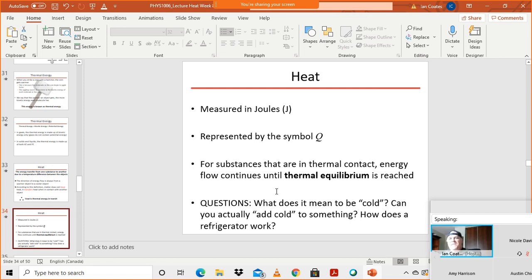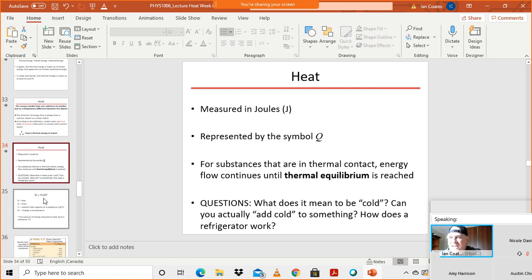Question, what does it mean to be cold? Can you actually add cold to something? No. How does a refrigerator work? That's a good question. It has the Freon in the back of the fridge. And what it does is it takes the air out of the fridge and puts it through the Freon. What the Freon does is it absorbs the heat, takes the heat from the air inside the fridge, and then the air gets pumped back in. And it's very cold.